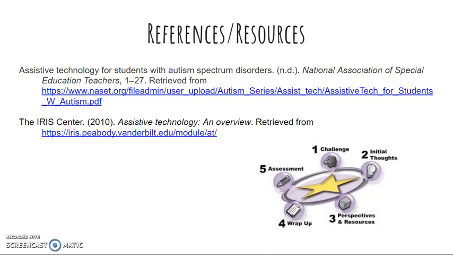One final note is, all of the links in this presentation are just suggested assistive technology resources. There are far more available, and both of these resources are great places to turn to in order to get more access to assistive technologies that can support students and individuals with autism.